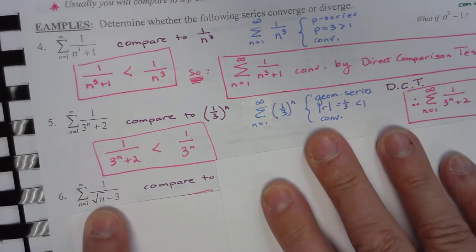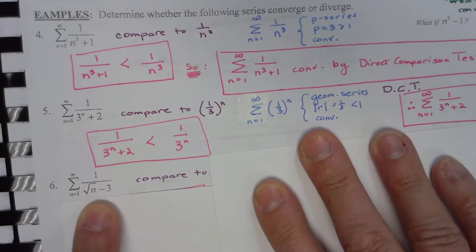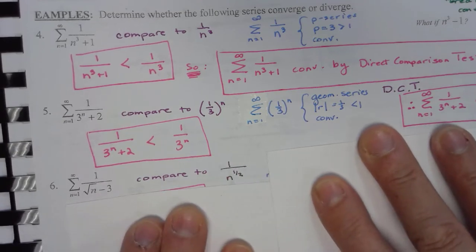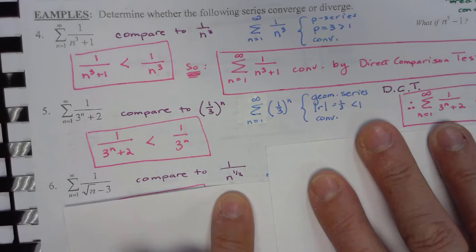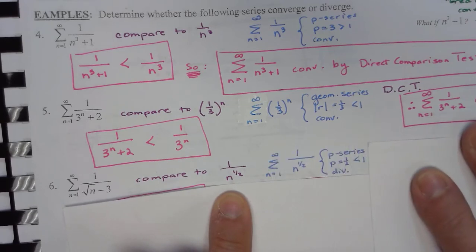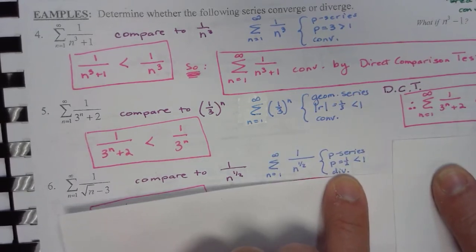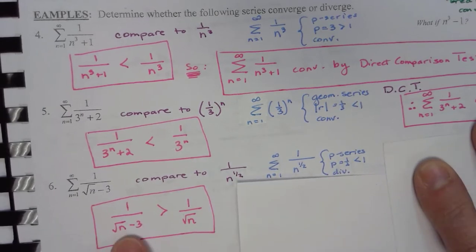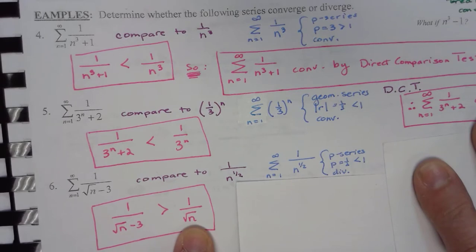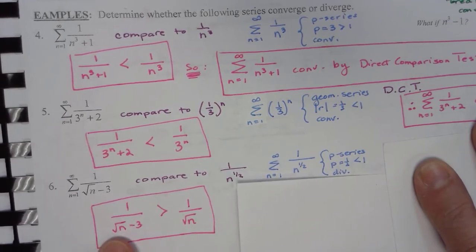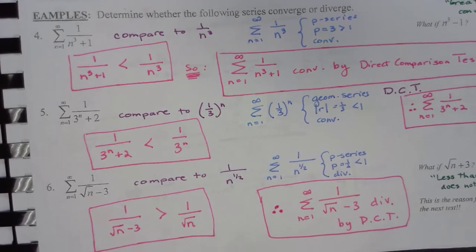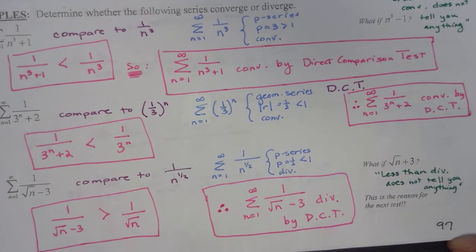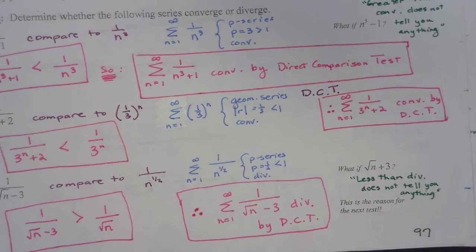Okay, I can see that term by term, this is going to be probably bigger than the one I want to use, and so we're going to compare it to 1 over n to the 1/2, which we know is a p-series where p is 1/2, which is less than 1, and it diverges. Well, term by term, this series is greater than this one, so since we know 1 over the square root of n diverges, then 1 over the square root of n minus 3 also diverges by the direct comparison test.